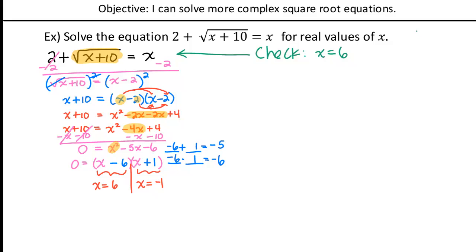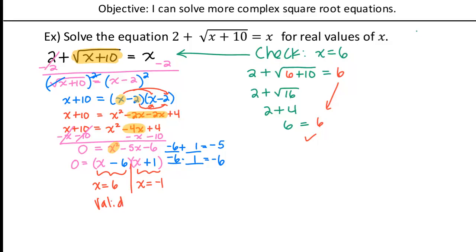We have a 2 plus the square root of my x value, which is 6. So I'm plugging in a 6 plus 10. And I'm checking to see if that equals x, but x again is a 6. So because I had two x's, I have to plug in 6 to both x's. This gives me a 2 plus, what's 6 plus 10? 16. And the square root of 16 is 4. 2 plus 4 is 6. Does that equal 6? Yes, so this one is valid.